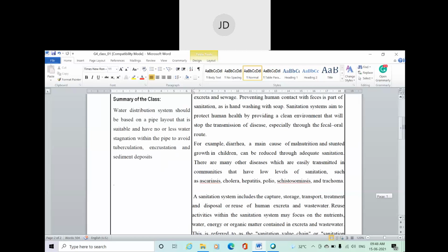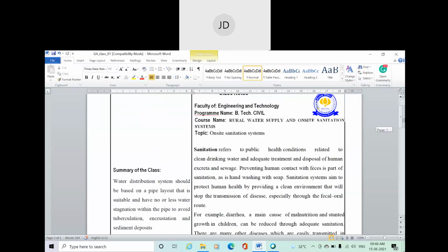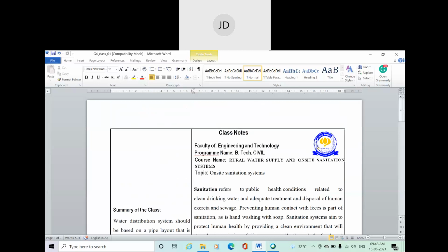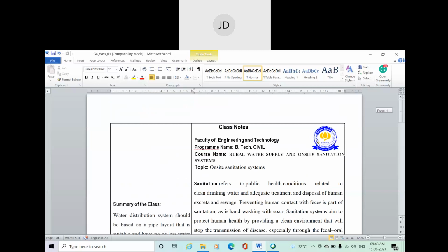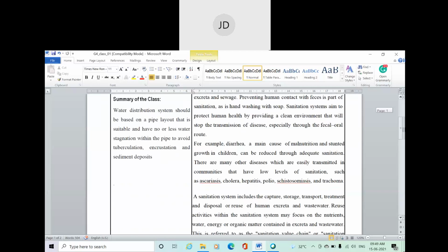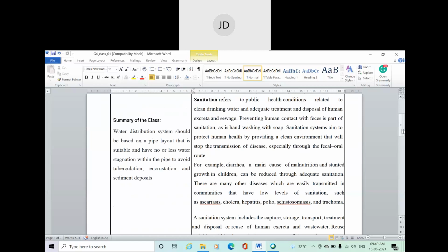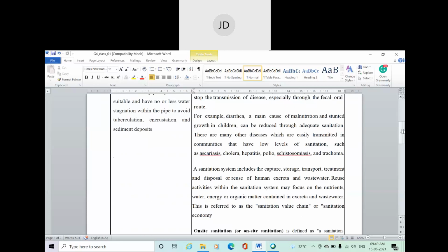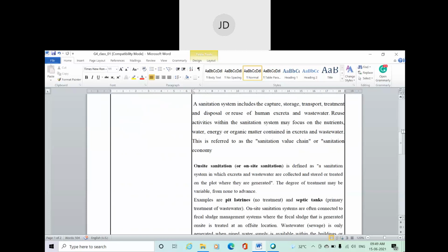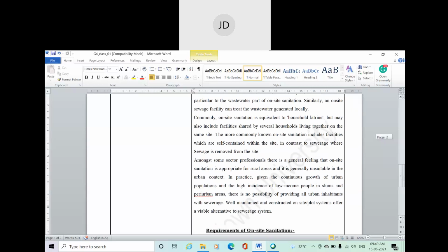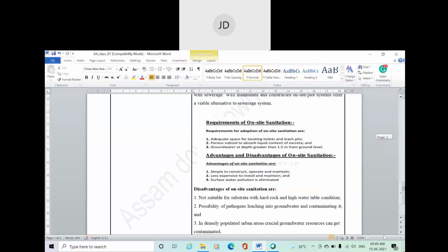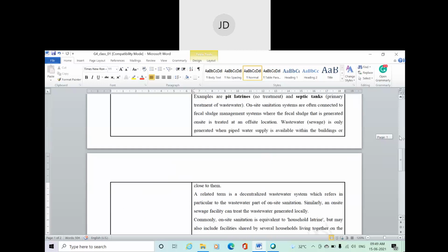We have discussed a general outlook of sanitation, the basic idea about sanitation: what is sanitation, why it's required, and where it's required. We discussed the significance of sanitation, why it is important, and what the consequences are if it is not provided properly. We have also discussed on-site sanitation, why it is required especially in rural areas, along with its requirements, advantages, and disadvantages.